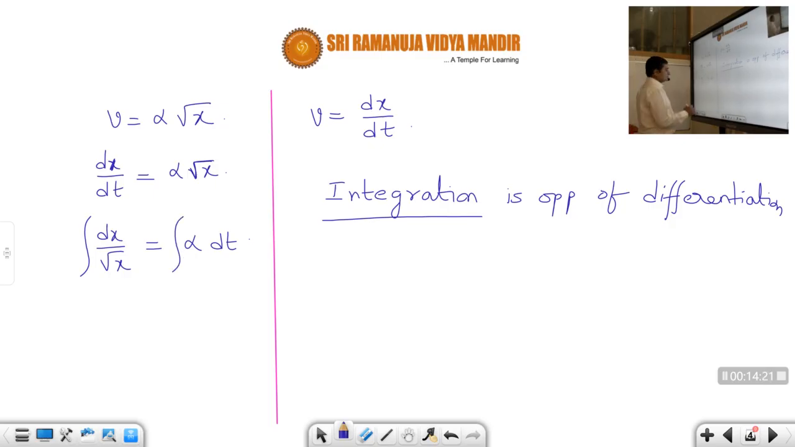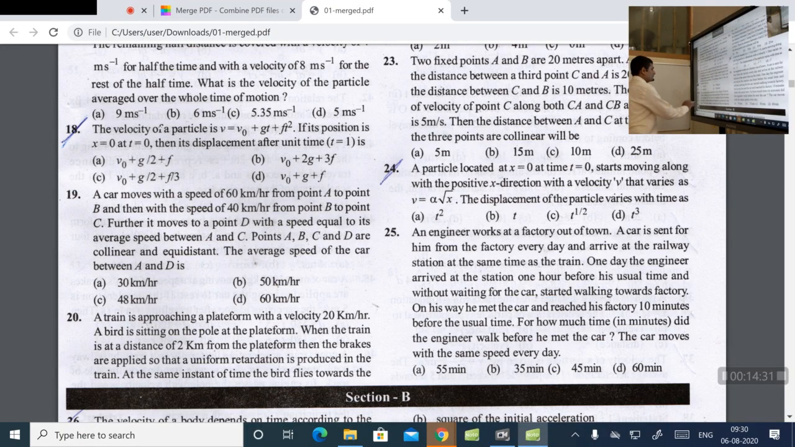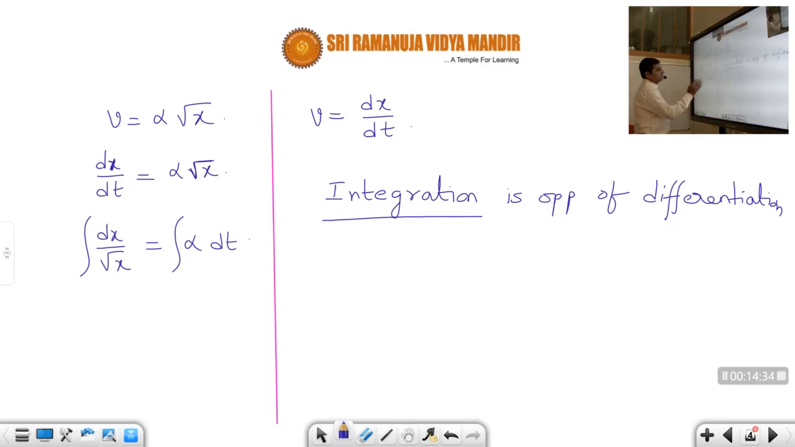Because they are asking for x as a function of time t, if you see the question carefully, the displacement of the particle varies with time. So if you want to get x as a function of time t, you have to do it like this. This is called integration, students. So dx by root x, I can write as x power minus half into dx. Correct or not, students? That is equal to alpha, you take outside, integral dt. The integral of dt will be t. Now x power minus half dx, students. So x power minus half, what is the formula?